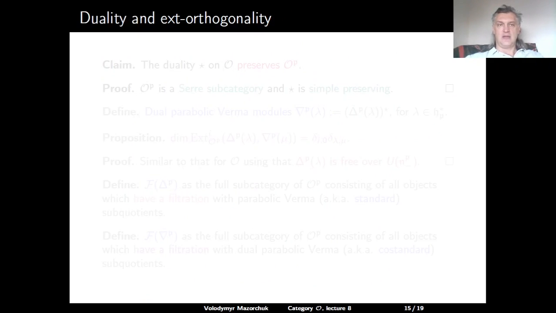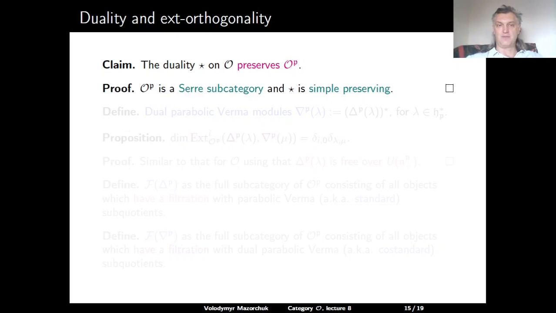So now let's talk about the duality and orthogonality in the category OP. First, we claim that the duality on category O, which is a simple preserving duality, restricts to a simple preserving duality on OP. OP is a Serre subcategory, and the duality is simple preserving and exact. So this claim is clear.